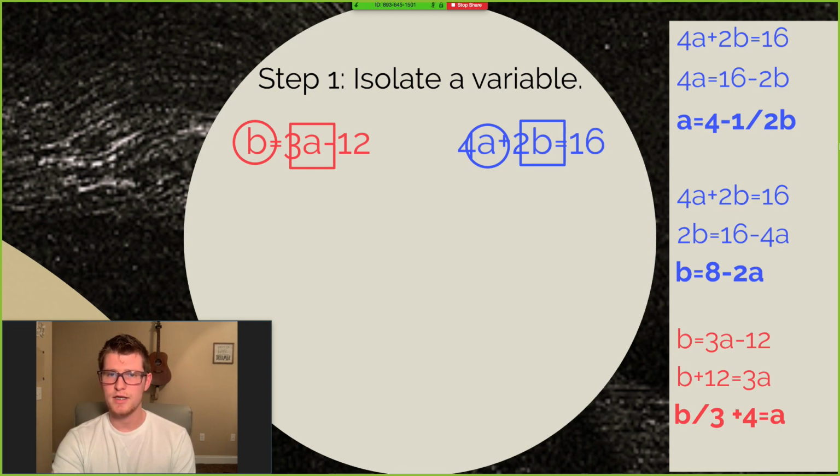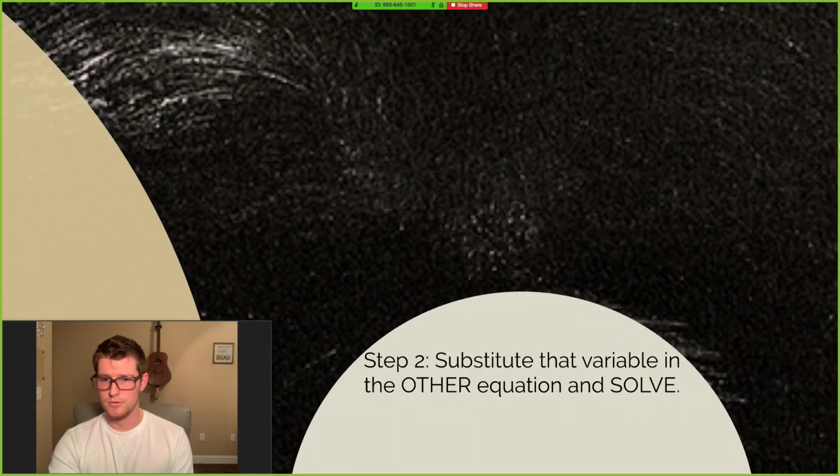So you can isolate any of these, but let's go with our OG here, the one we had from the very start, so we wouldn't have had to do this work at all. b equals 3a minus 12. And you'll notice I have these in parentheses already. I just went ahead and threw everything besides the b into parentheses because that's how we're going to use it in step 2.